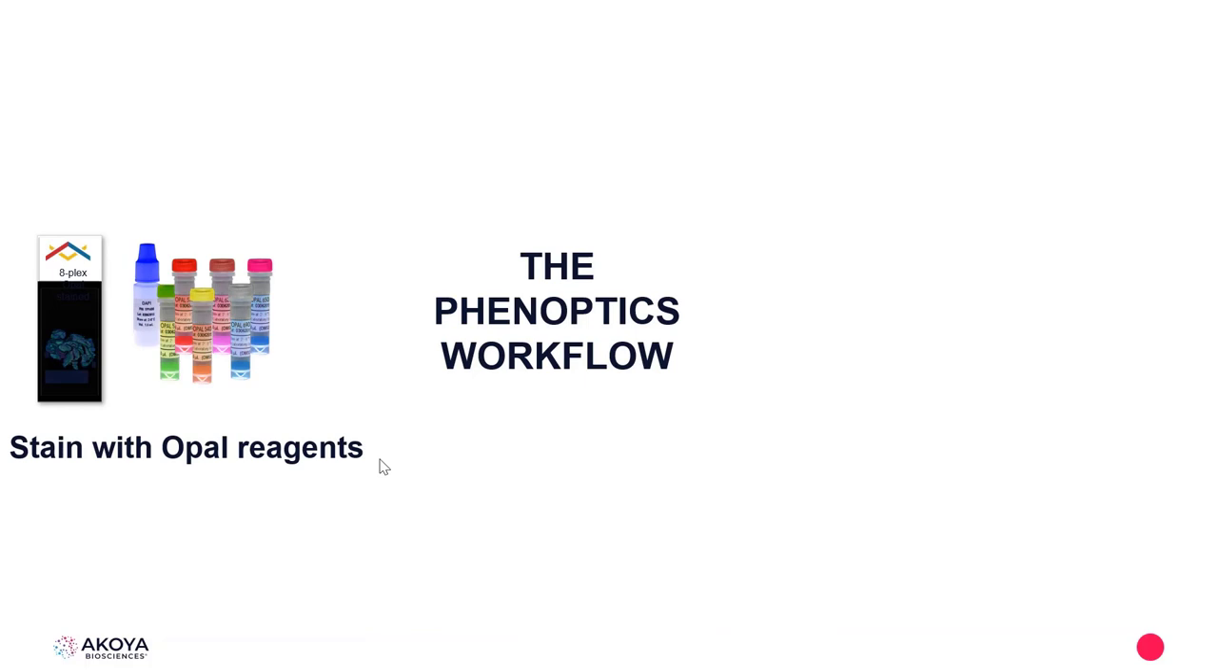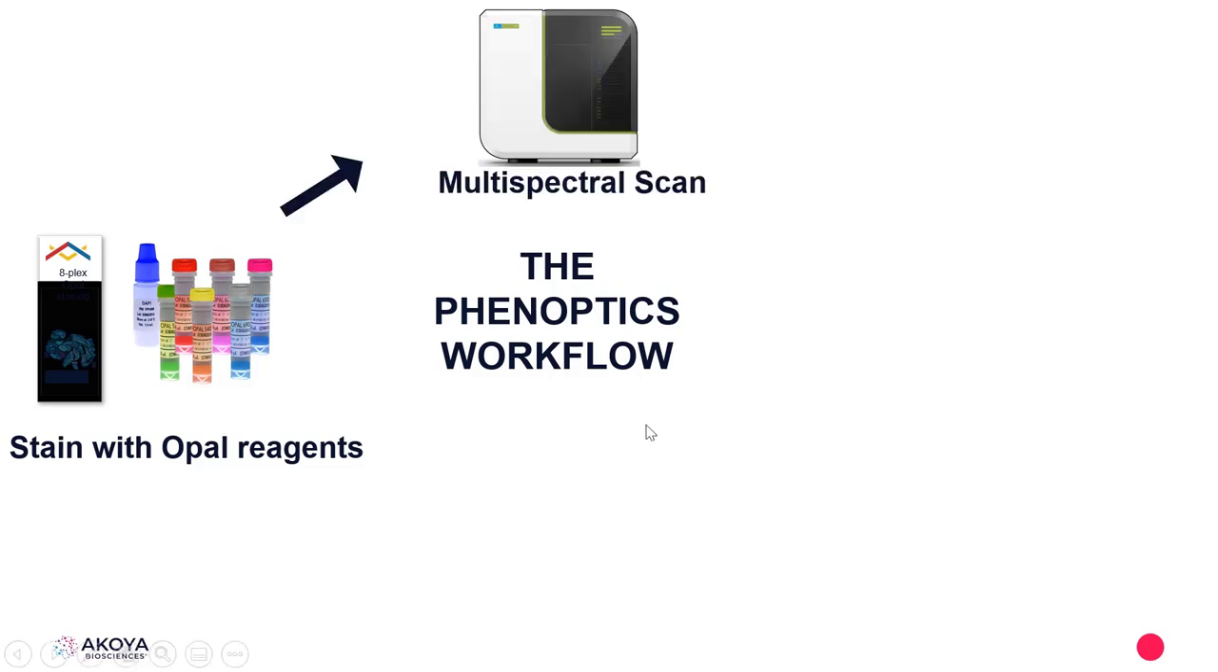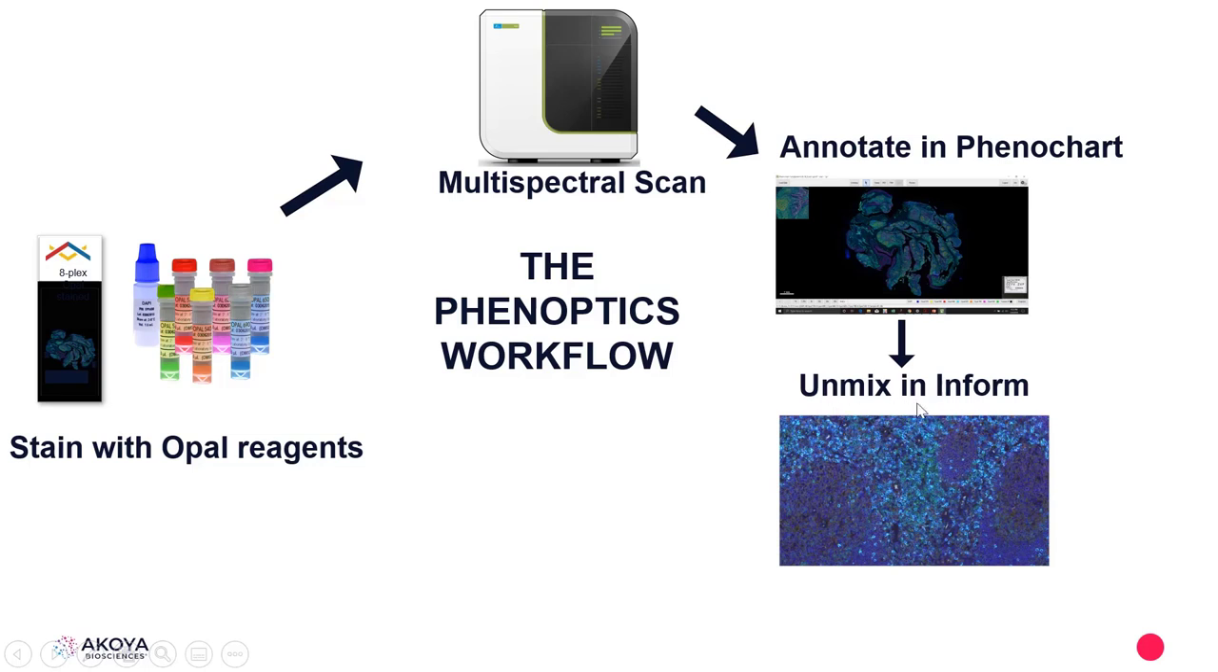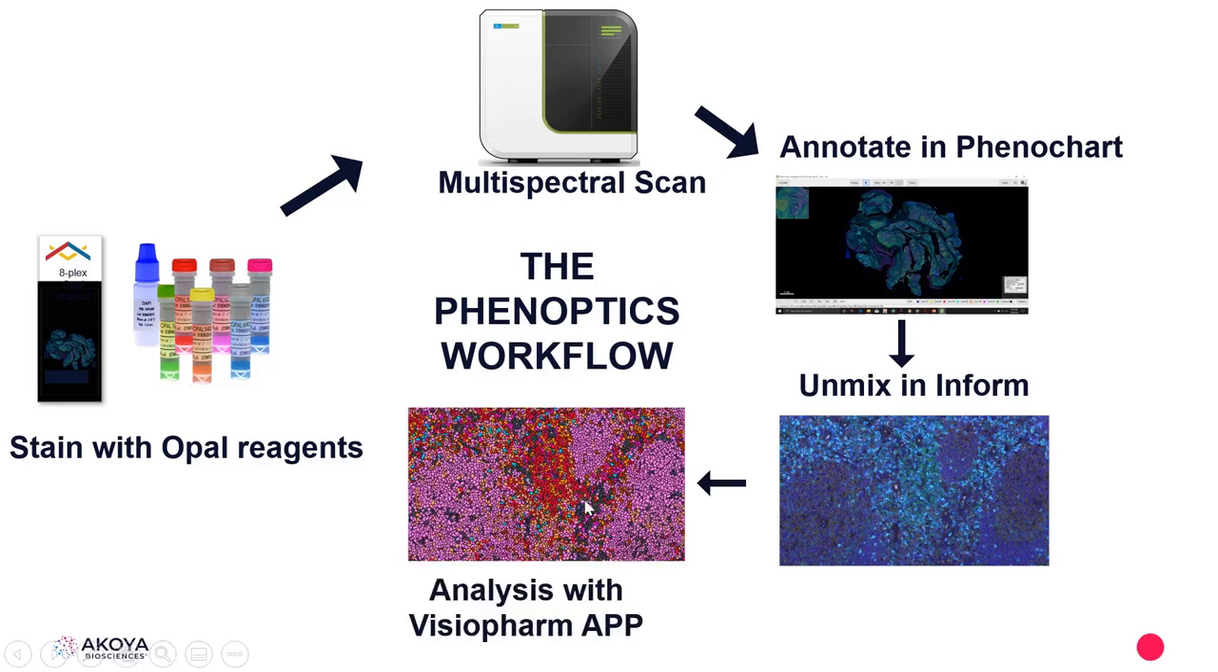This Phenoptics workflow starts with staining with our OPAL reagents. And then you multispectrally scan using our Mantra, Vectra 3, or our Vectra Polaris. Then you can bring that whole slide image into PhenoChart, our viewer, and then unmix the image within inForm, which you can use to create a multiple component TIFF image, which is key to bring into the Visiopharm platform where the Visiopharm app will be run.